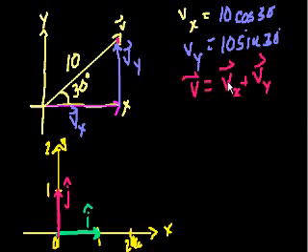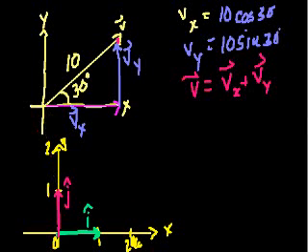So can we define v sub x as some multiple of i, of this unit vector? Well, sure. V sub x completely goes in the x direction, right? But it doesn't have a magnitude of 1. It has a magnitude of 10 cosine of 30 degrees.